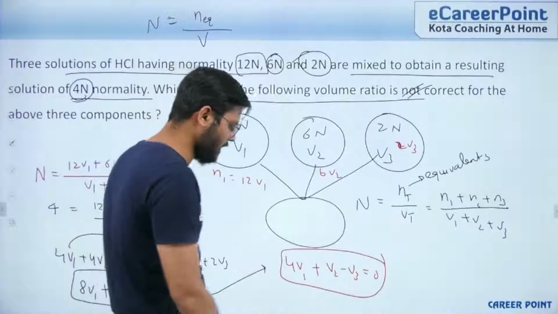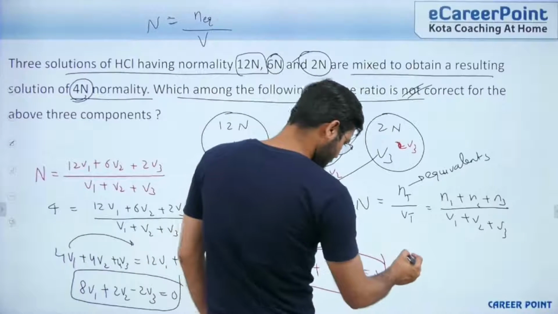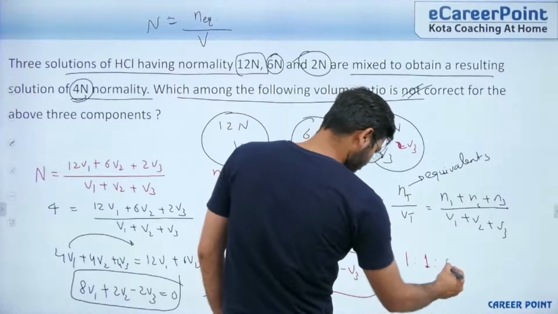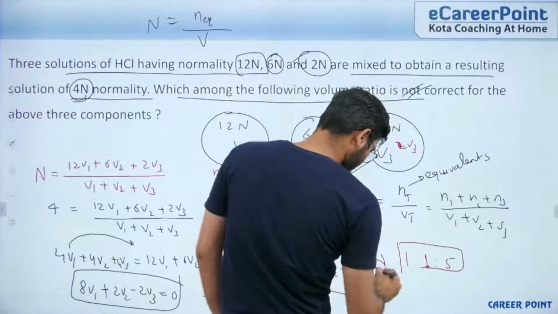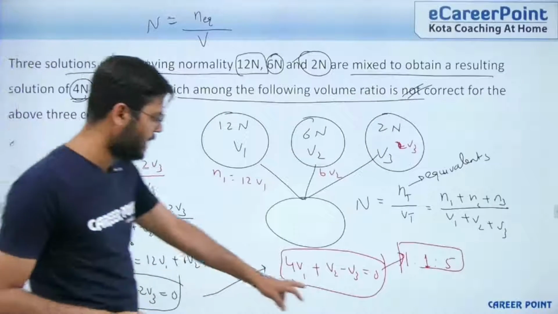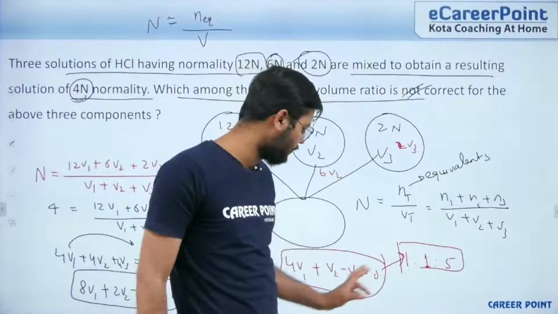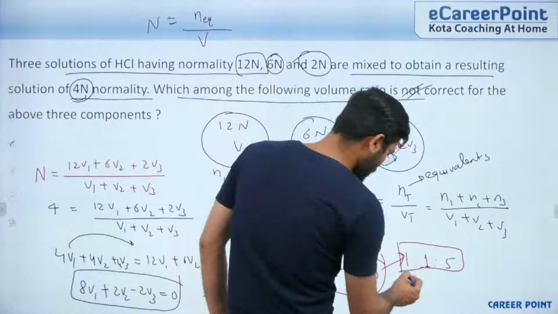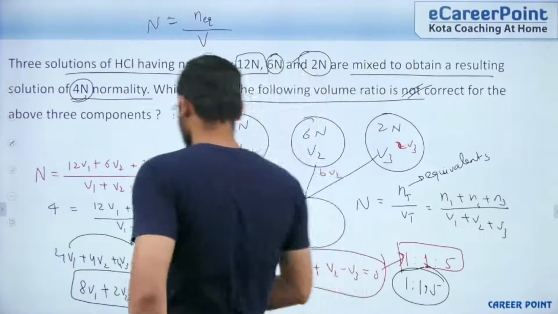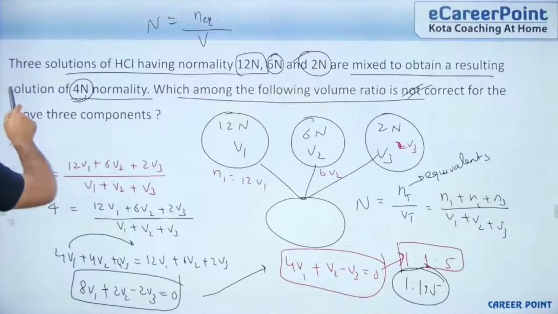So what could the ratio be? 1 to 1 to 5, this could be the possibility. How? You can check it. Multiply V1 by 4, plus 1, that is 4 plus 1, 5, and 5 minus 5 is 0. So the ratio is 1 to 1 to 5. This will be the correct ratio. Okay, now you can do this question.